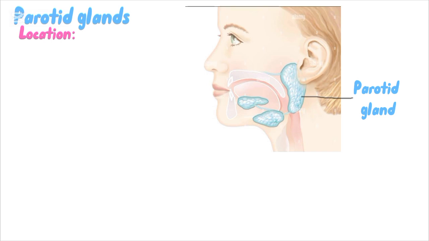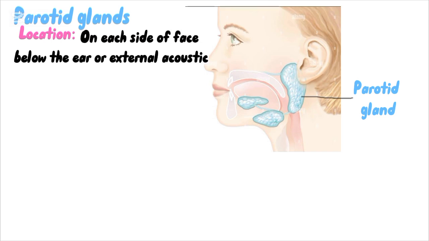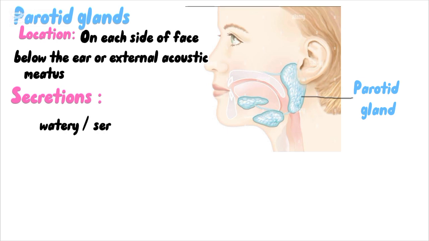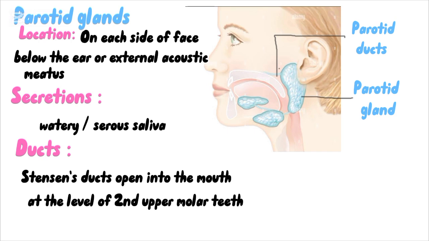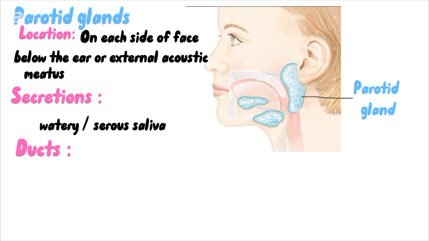Parotid glands. These glands are situated on each side of the face just below the ear, or external acoustic meatus, that is the part of the ear. These glands secrete watery or serous type of saliva into their ducts. The ducts of the parotid gland are the Stensen's ducts that open into the mouth at the level of the second upper molar teeth.